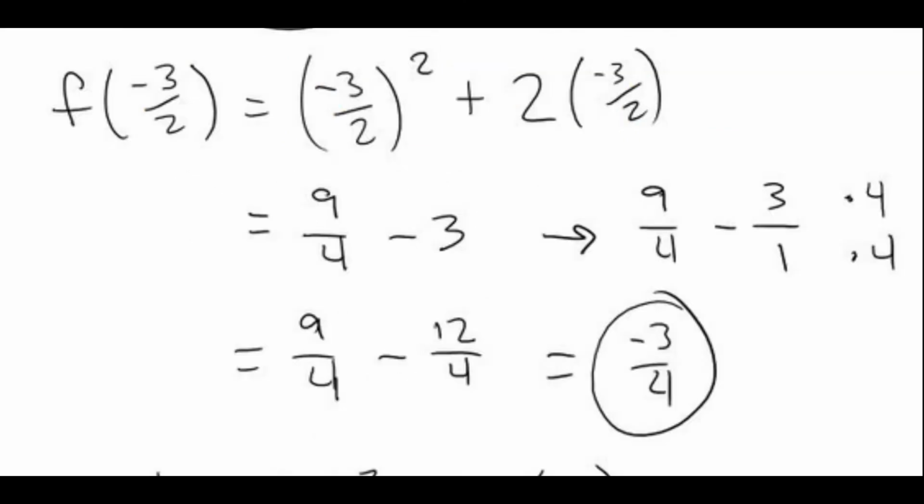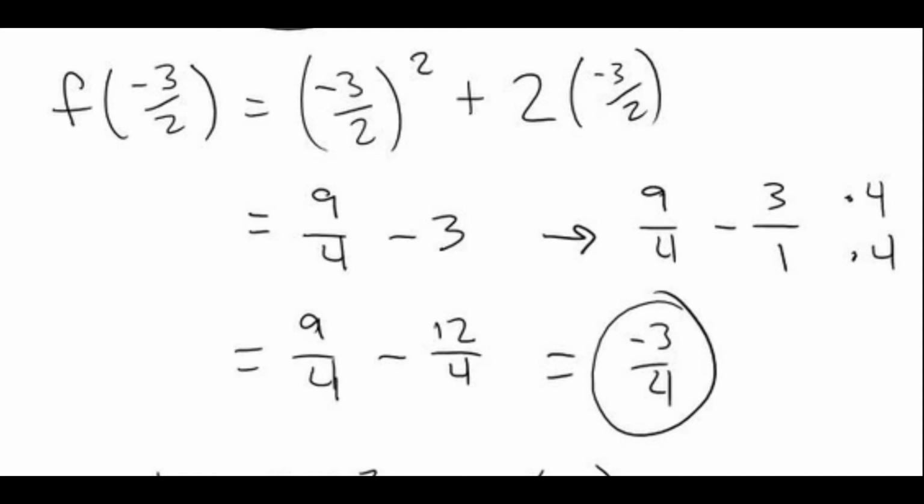Next one, negative 3/2 or negative 1.5, if you want to think about it like that. That is smaller than negative 1, so that's, again, going to be the top line. So we do negative 3/2 squared, and square the top, square the bottom. So negative 3 times negative 3 is positive 9. 2 times 2 is 4, so that's how I got 9/4. And then 2 times negative 3/2, well, the 2's are going to cancel off, and you're going to be left with just negative 3. So now I have 9/4 minus 3.